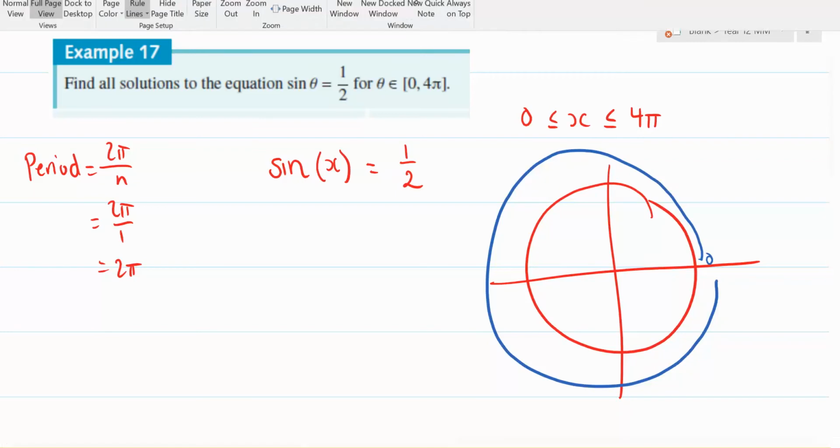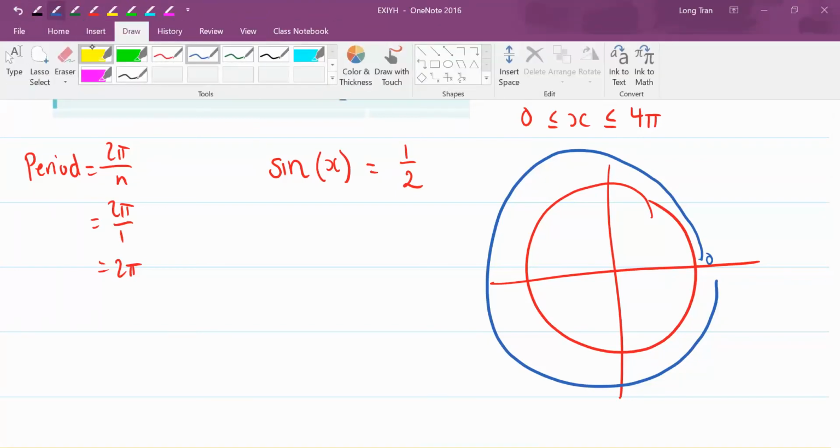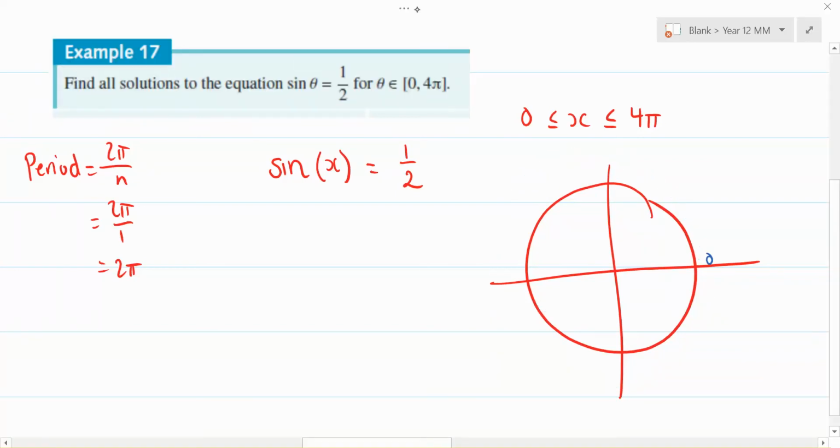So now I'm just going to delete the blue section so that you don't get confused. We're just saying now that this is 2 pi. To go one whole revolution to get back to the same spot, this is now 2 pi distance. Yes?